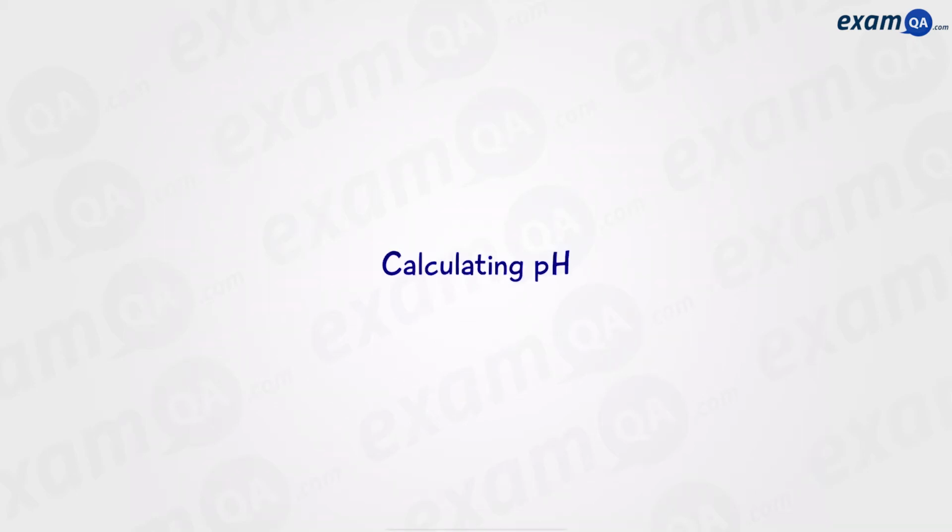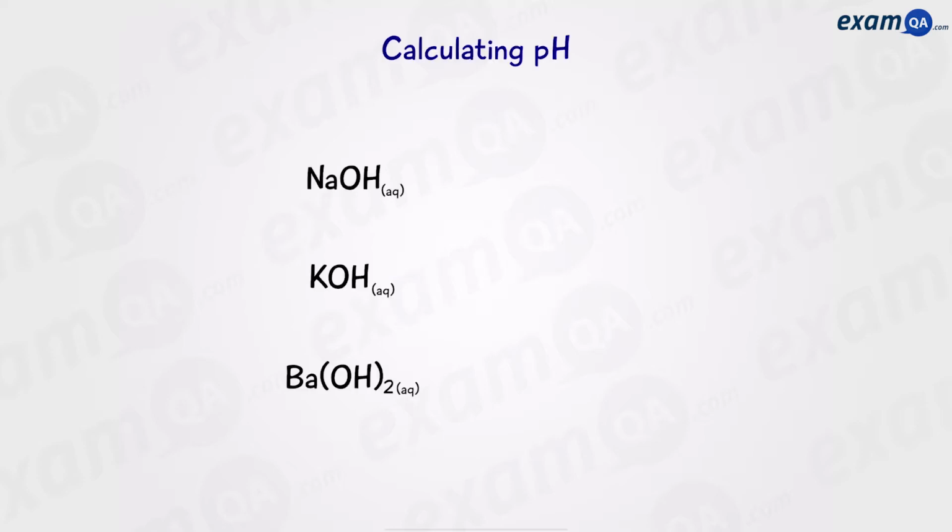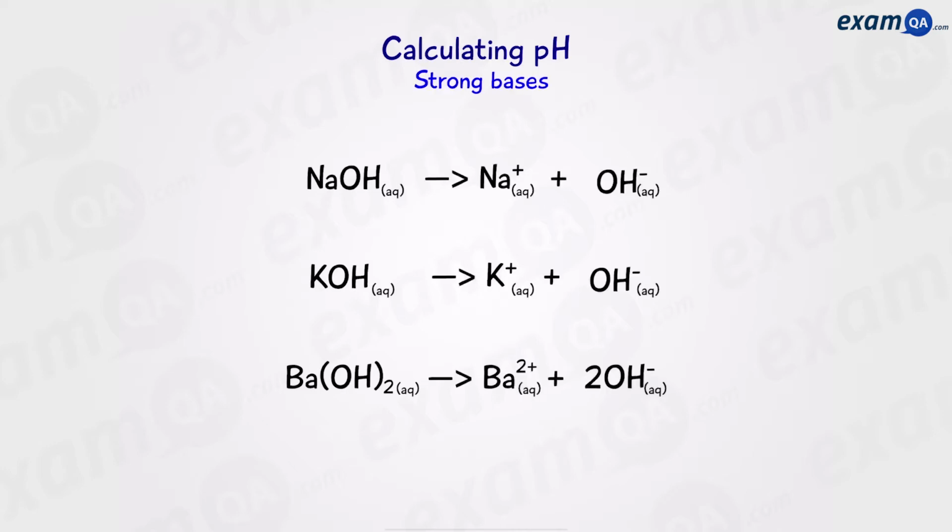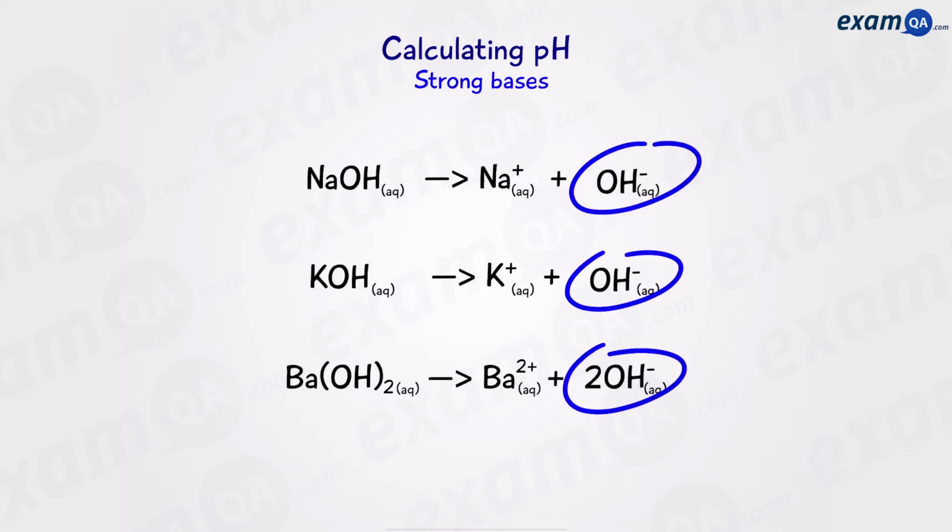Calculating pH. Strong bases. Sodium hydroxide, potassium hydroxide, and barium hydroxide are all considered to be strong bases. They break down and release hydroxide ions, and this is what turns them into a base. And the reason they're strong is because they fully dissociate.